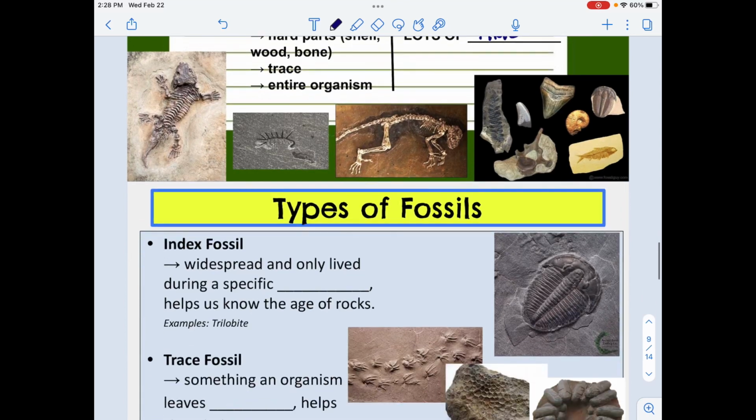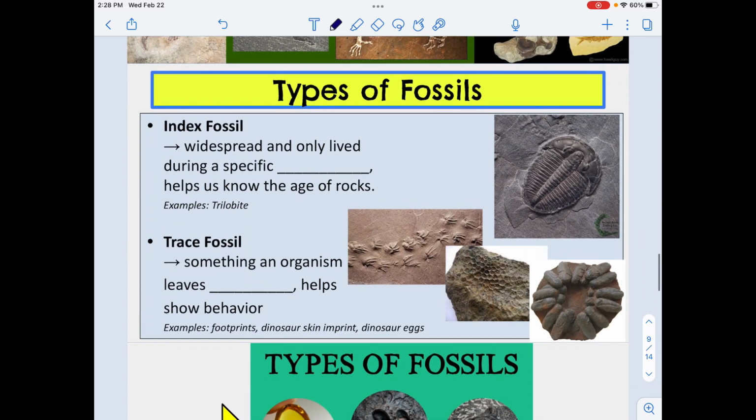Now, there are a few different types of fossils, right? A really important fossil is called an index fossil. An index fossil is found in many different areas, and it lived only during a specific time period. Okay, it helps us to know the age of rocks.